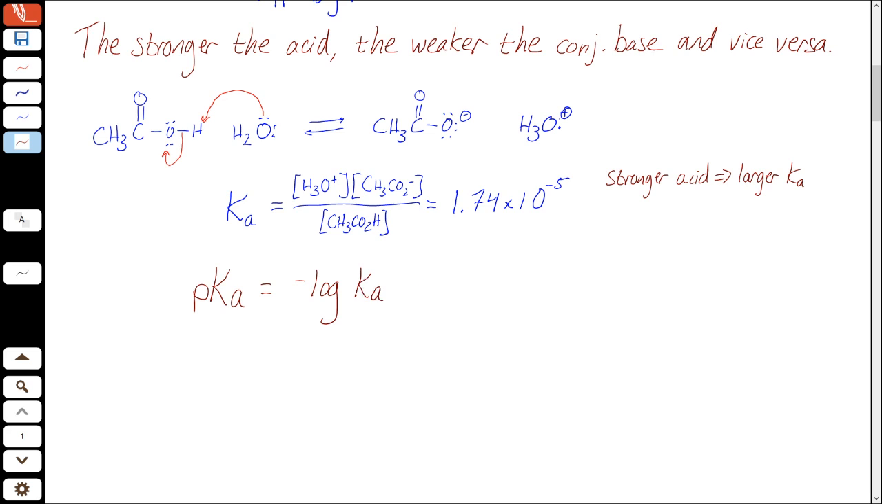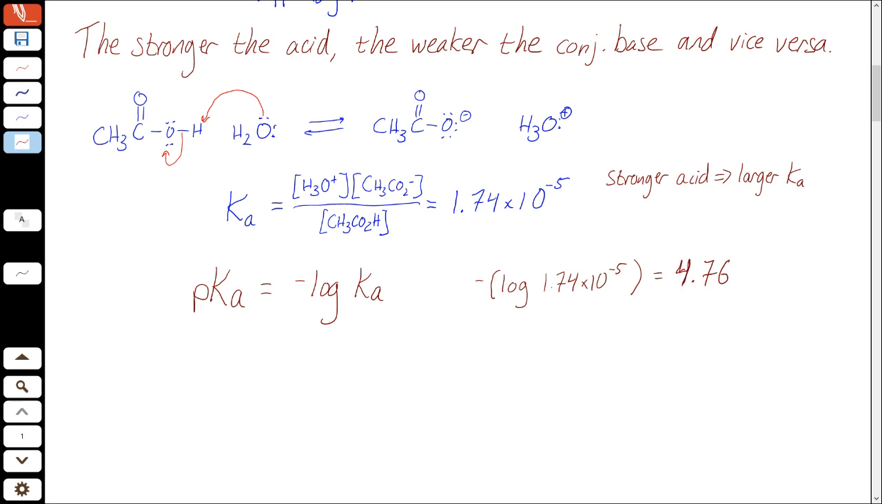And so if we try this for this number that we just defined, we should get 4.76.